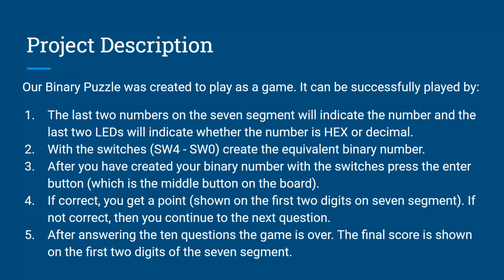If correct, it will add a point to the score, which is indicated in the first 2 digits of the 7-segment display. If incorrect, it doesn't add any point to the score, but it still continues to the next question. After answering the 10 questions we provided, the game is over. The final score is shown on the first 2 digits of the 7-segment, and the individual is able to switch the reset button, which is indicated on the first switch of the board.